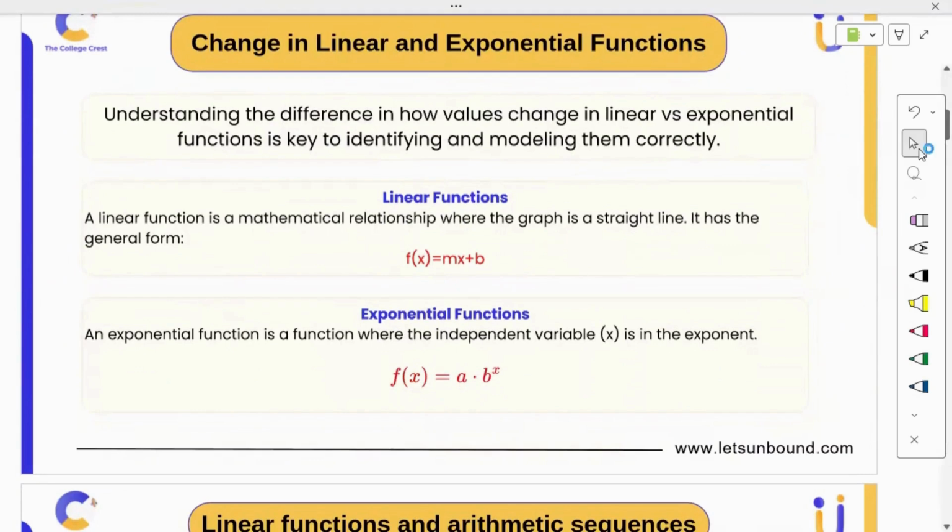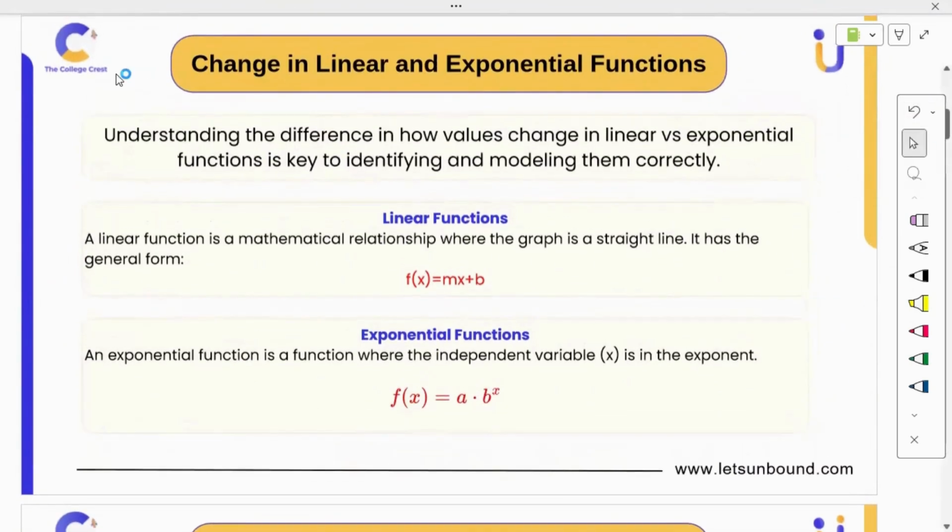So first, we know this: what is a linear function, and how will exponential functions look like. In this change in linear and exponential functions, we will understand the differences, how the values will change in linear versus exponential. And this will be a very important thing whenever you are making a model or identifying a function. So a linear function is a mathematical relationship where the graph is a straight line. It has a general form, f of x is mx plus b.